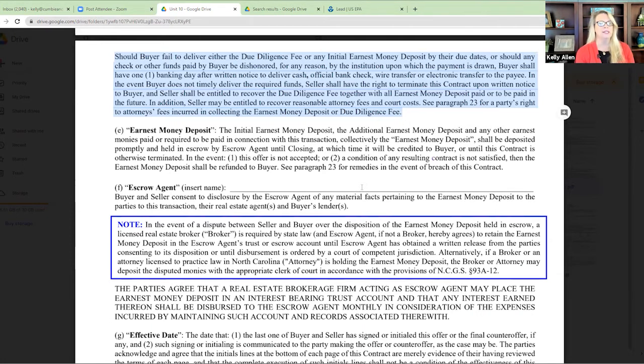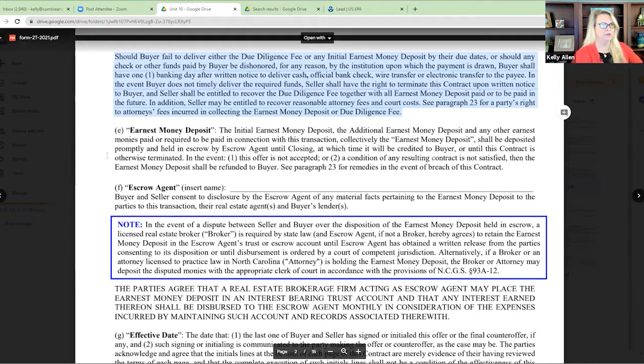In addition, seller may be entitled to recover reasonable attorney fees and court costs. Oh my stars. See paragraph 23 for a party's right to attorney's fees incurred in collecting the earnest money deposit or due diligence fee. We're not playing about the money. And we already went over paragraph 23. So that's a great reference point when it comes to breach of contract. Okay. Let's go down here.